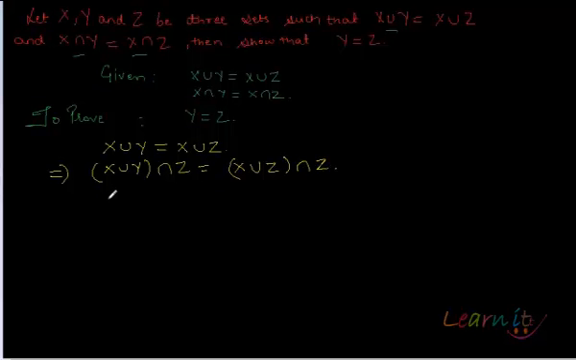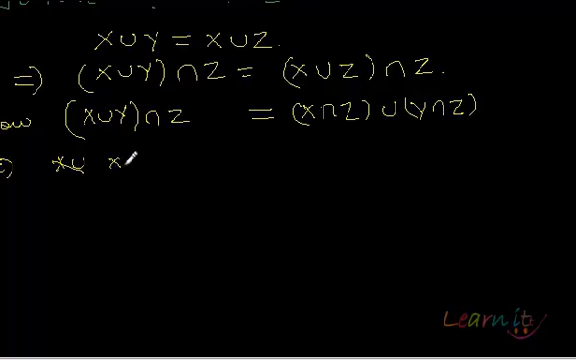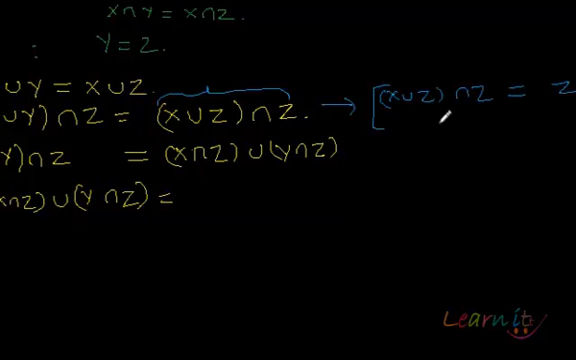Okay, now X union Y intersection Z, now this equals X intersection Z union Y intersection Z. Okay, so this implies X intersection Z union Y intersection Z equals, now this part actually equals (X union Z) intersection Z, which actually equals Z itself.